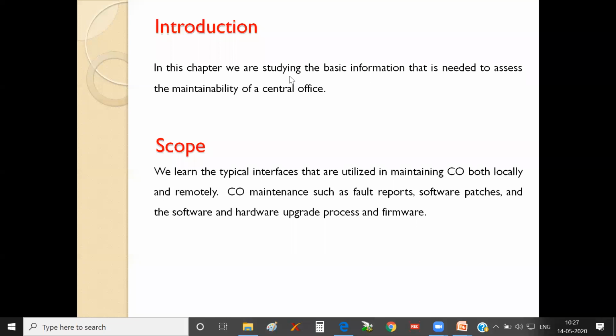Similarly, if I want to upgrade any software and hardware requirements of a particular system or model, we need to upgrade all of this software as well as hardware at the central office only. By looking at these interfaces, we see how the central office is maintained both remotely and locally, and that the maintenance includes fault reports, software patches, upgrading of software and hardware requirements, processes and firmware.